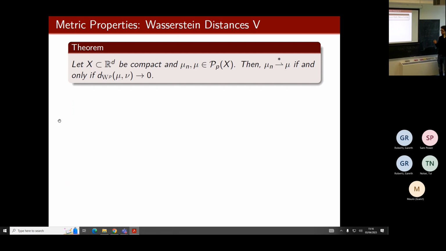Okay, so this I guess is one of the most well-known facts about Wasserstein distances, that they metrize the weak star convergence. Well, at least when x is compact. So if x is compact, I have a sequence mu n and some mu in the space of probability measures. Then I claim that mu n is converging weak star to mu if and only if it's converging in the Wasserstein distance.